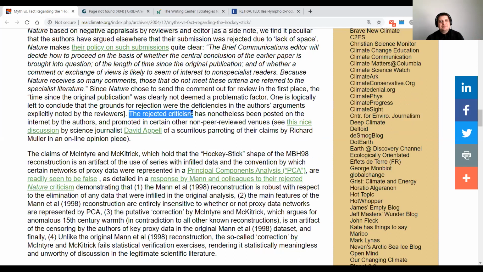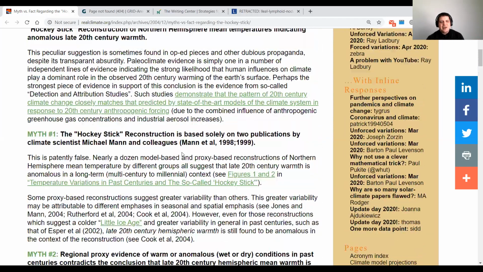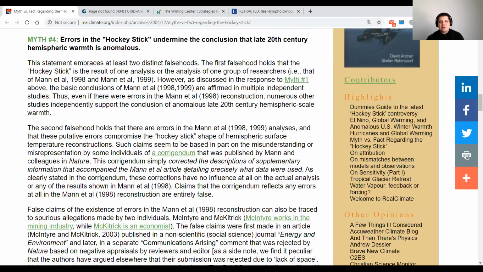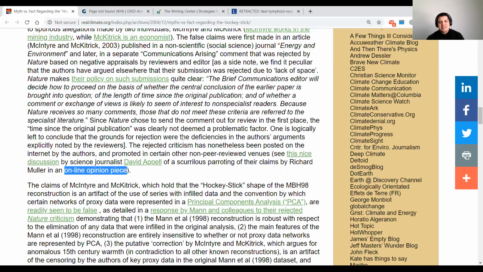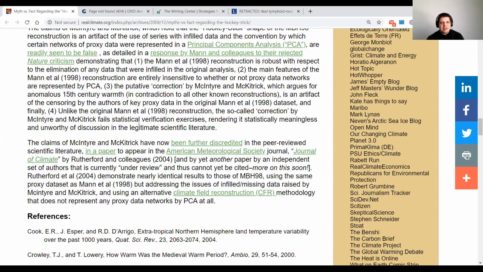The rejected criticism, so the implication here is that the people who know better, the real scientists, rejected this, but still this idea has been repeated, posted on the internet, oh no, and promoted in certain other non-peer-reviewed venues in an online opinion piece. So we're back to this problem here of venue, op-ed pieces, dubious propaganda, non-peer-reviewed websites, internet news groups, and other non-scientific venues. It's not just that Mann hates the people involved, he does. It's that he says the places that they publish mean that they're not reliable.